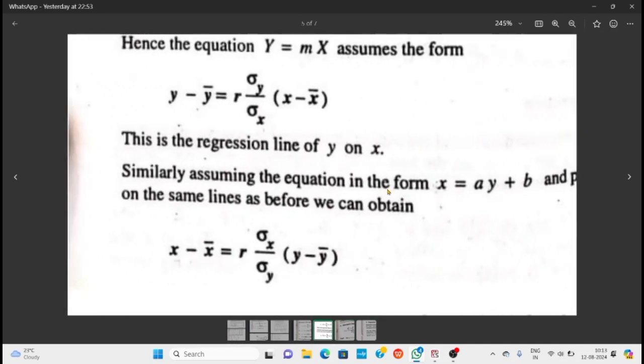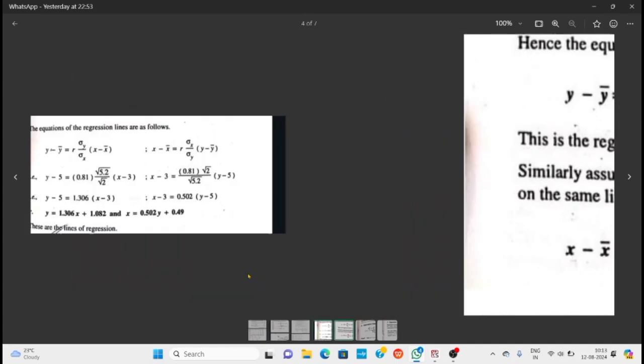To find the regression line of y on x, we have the formula y minus y bar is equal to r sigma y by sigma x into x minus x bar. x minus x bar is equal to r sigma x by sigma y into y minus y bar. This is the regression line of x on y.